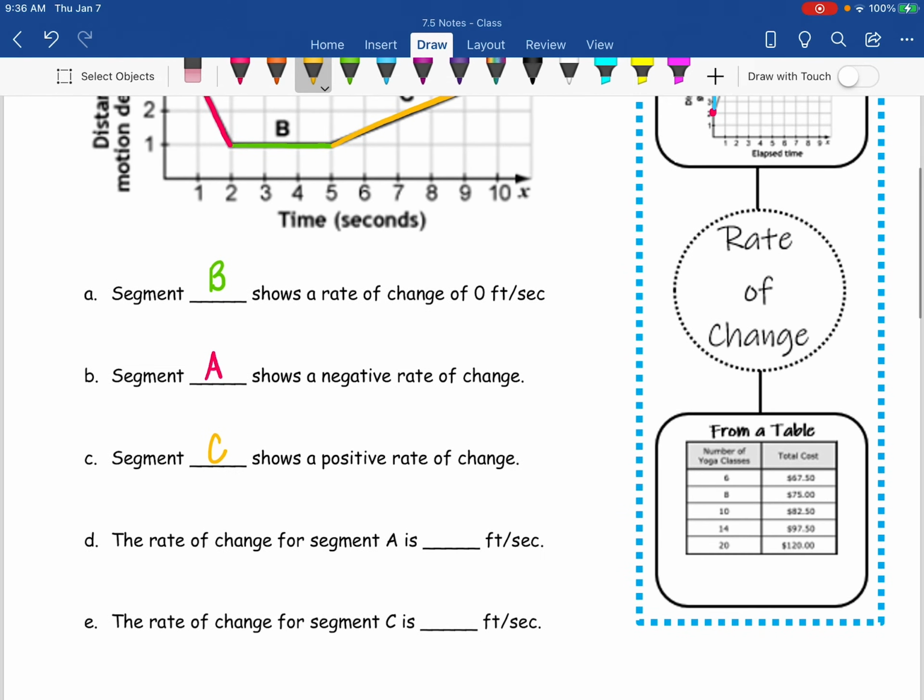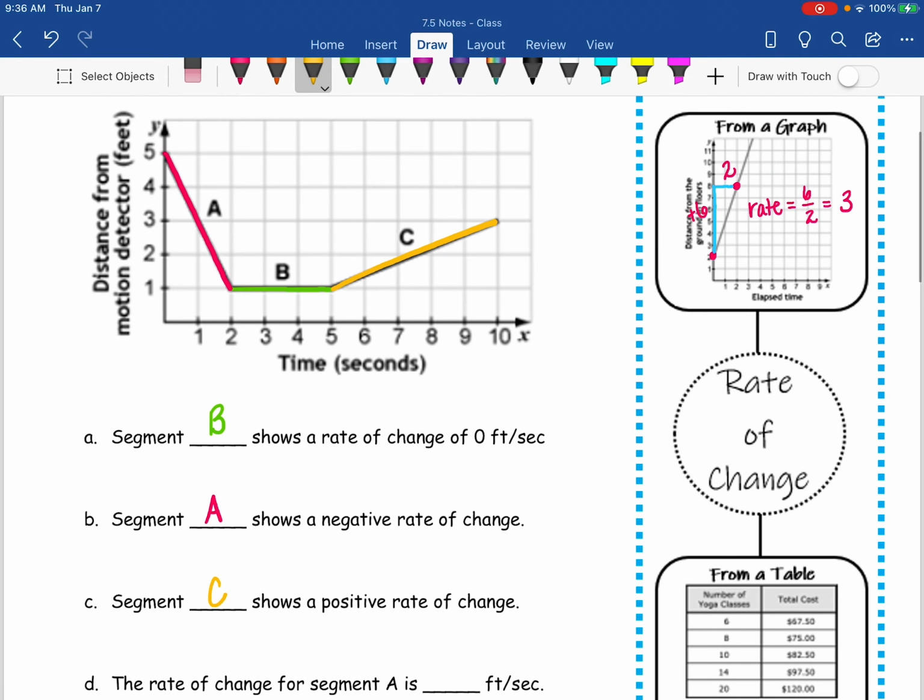Okay, so now we're being asked to find the rate, the actual rate for segment A. So I'm going to go in and I'm going to draw my slope triangle in here. So you could use any 2 points on the graph. So I could use this point and this point, as long as they're on an intersection of a grid line, because we want to be precise. We don't want to be guessing what our rate of change is. We want to be precise.